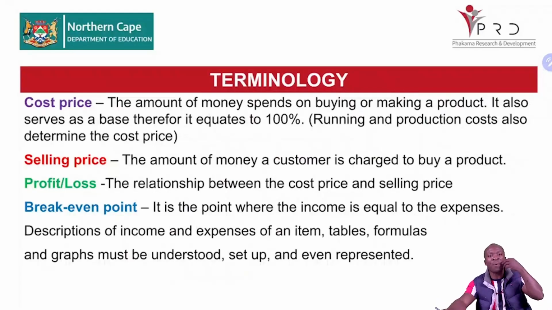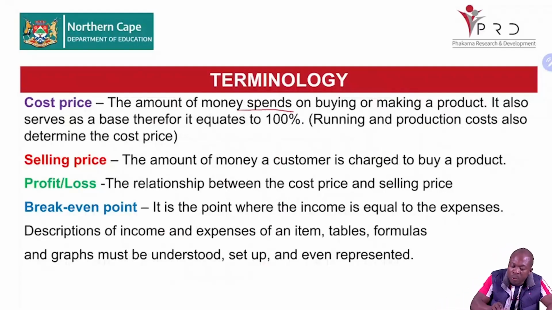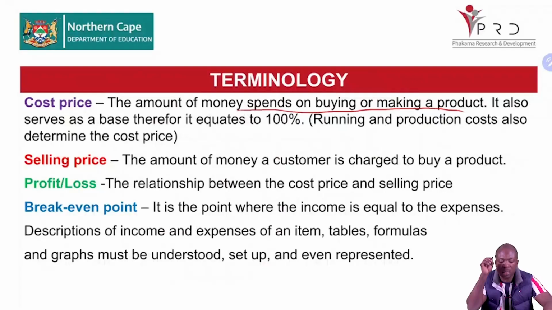If you look at all our lessons, we are busy giving you terminologies and stuff because we know they are going to ask you in the examination. So the first one is cost price. When we say cost price, what are we talking about? It is the amount of money that we spend on buying or making the product. That's what we call cost price.